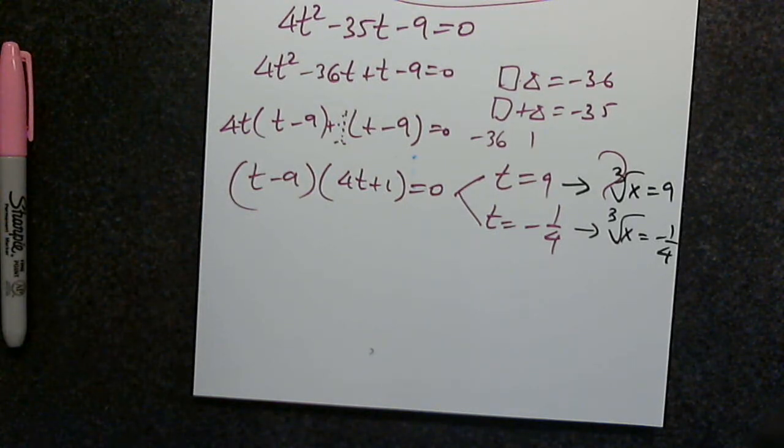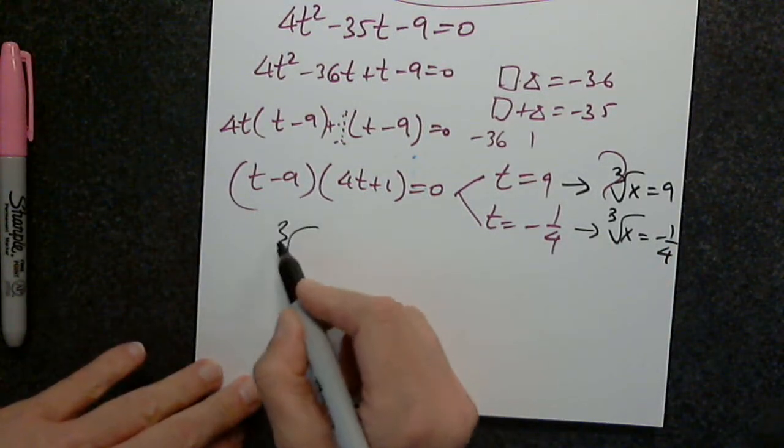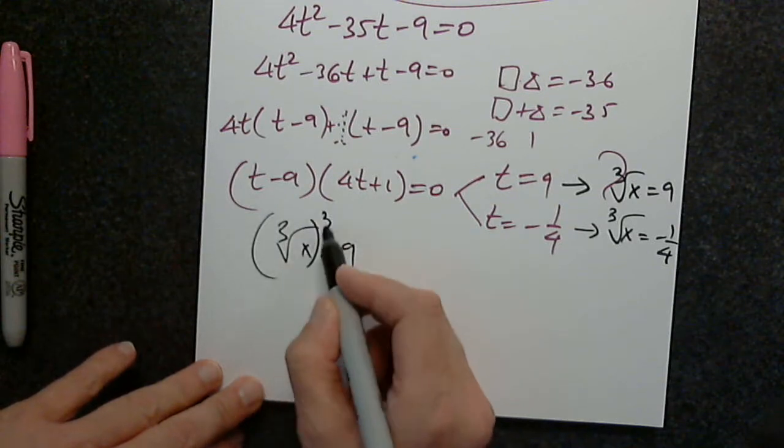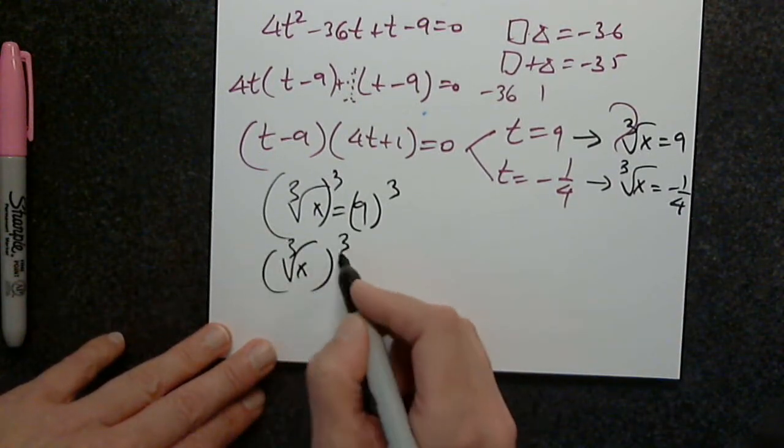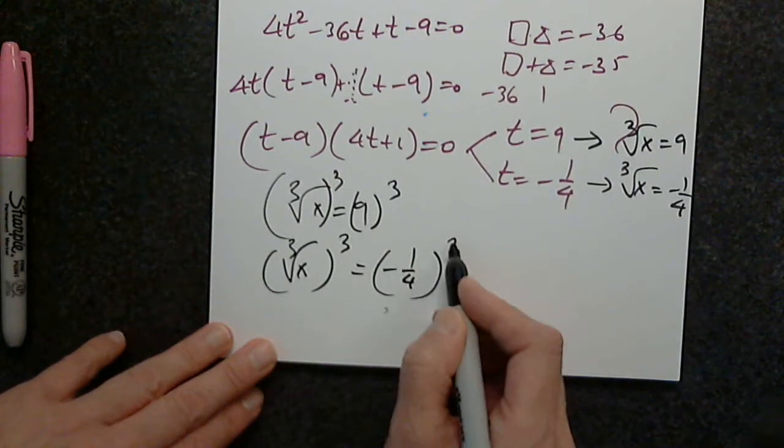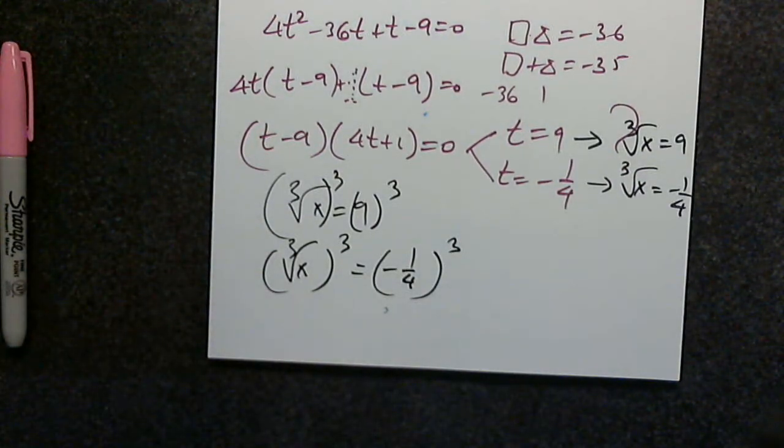Okay, we only know now that the cube root of x is 9, and we have to cube both sides, and we know that the cube root of x for the other solution equals negative 1/4, and we have to cube that too.